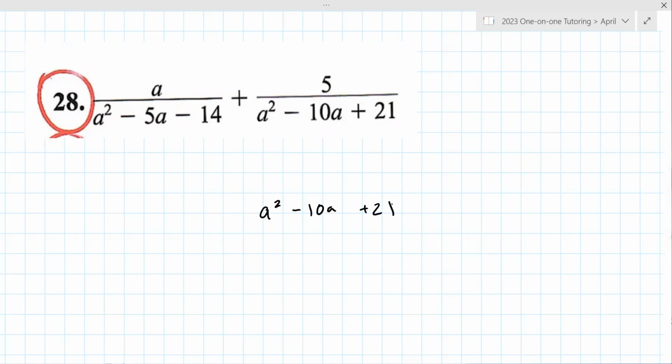Not really. Okay, so notice there's a 1 in front of the x squared, or the a squared in this case. That's really good, really important. The number on the right is 21. Can you think of two numbers that multiply to 21? I'll take any of them. 7 and 3.